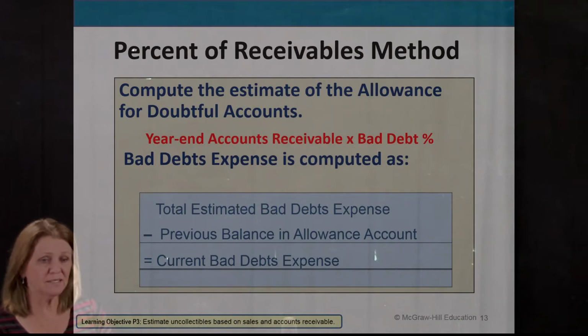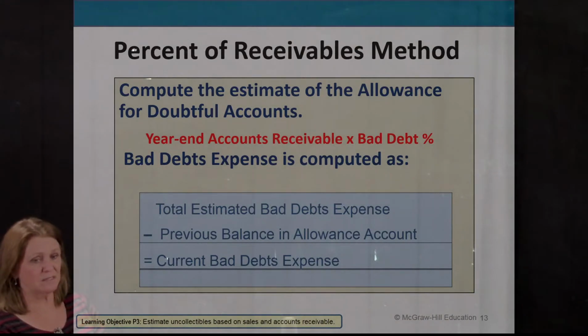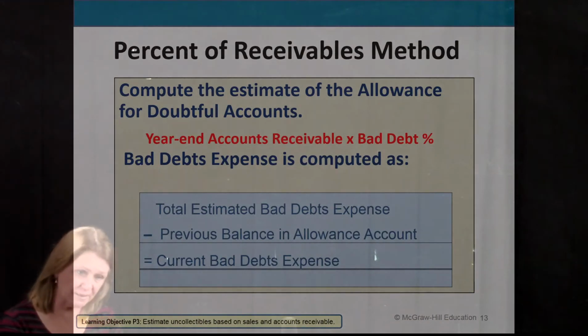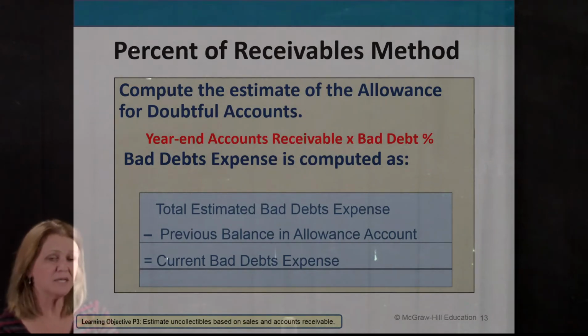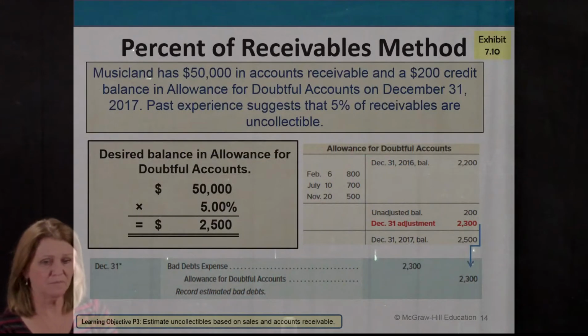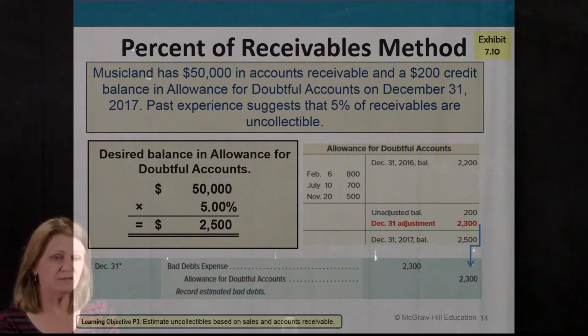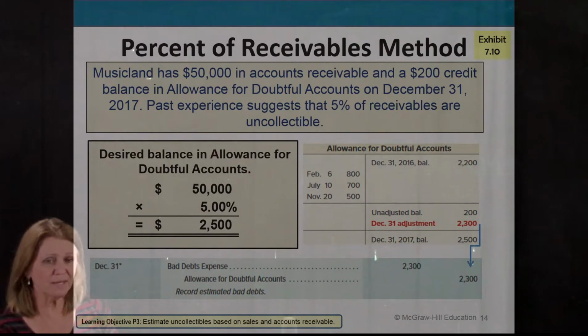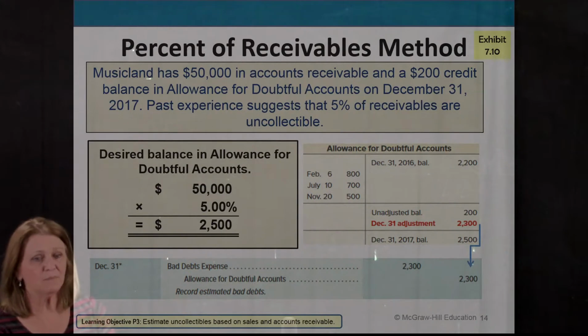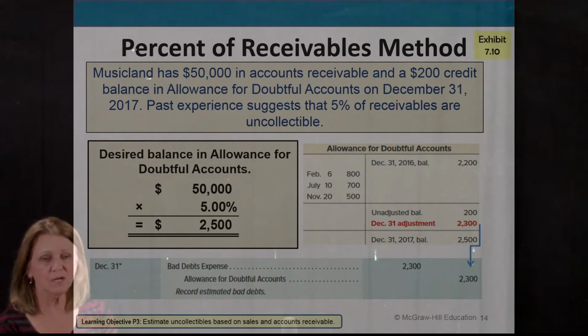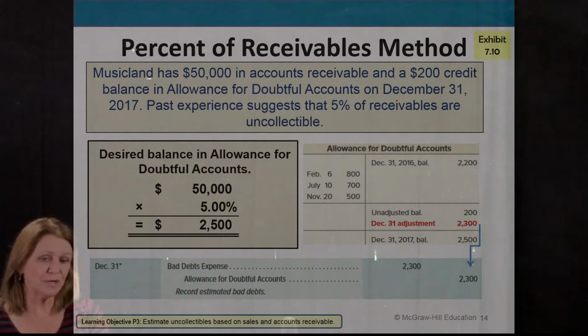So bad debt expense is computed as total estimated bad debts minus the previous balance in allowance for doubtful accounts, which equals current bad debt expense. So here we go. Musicland has $50,000 in accounts receivable and a $200 credit balance in allowance for doubtful accounts on December 31st, 2017. Past experience suggests that 5% of receivables are uncollectible. Okay, so we know what our accounts receivable is, and 5% of those are uncollectible.